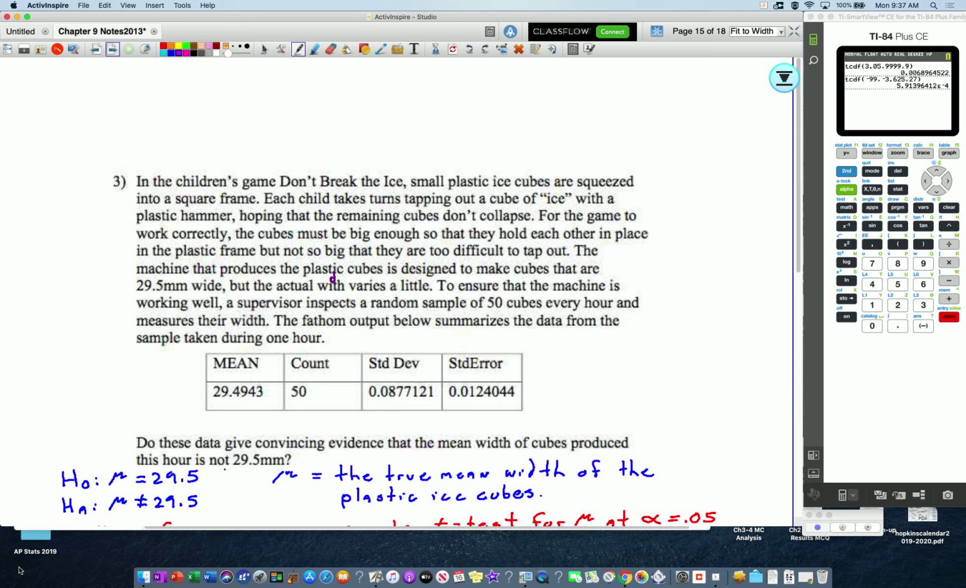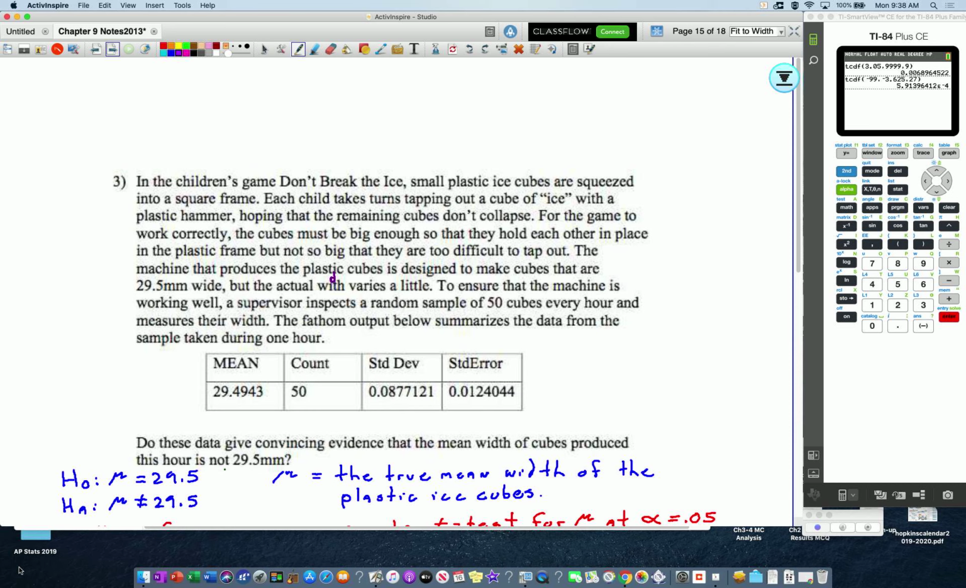The machine that produces the plastic cubes is designed to make the cubes 29.5 millimeters wide, but the actual width does vary a little. Okay? So to ensure that the machine is working well, a supervisor inspects a random sample of 50 cubes every hour and measures their width. The Fathom output below summarizes the data from the sample taken during 1 hour. What's nice is, here is our sample result. There's our mean, our count, our standard deviation, and even our standard error. I'll talk about those as we get to the do part, or the green part, of our problem here.